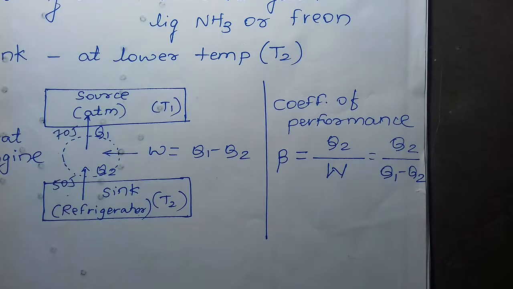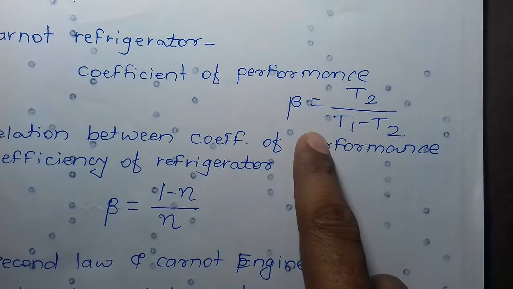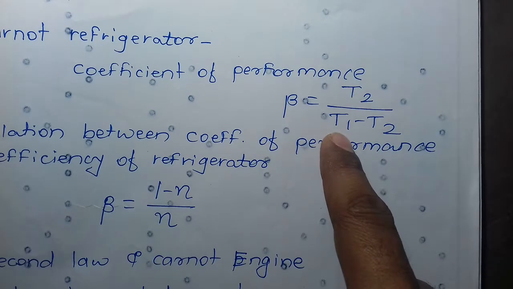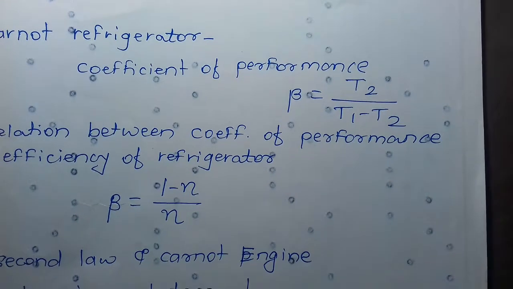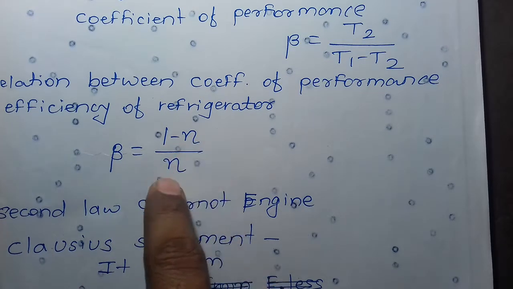Here coefficient of performance is calculated. It is Q2 upon work done, or Q2 upon Q1 minus Q2. For Carnot refrigerator, coefficient of performance is T2 upon T1 minus T2, source temperature, sink temperature. Relation between coefficient of performance and efficiency: beta is equal to 1 minus eta upon eta.